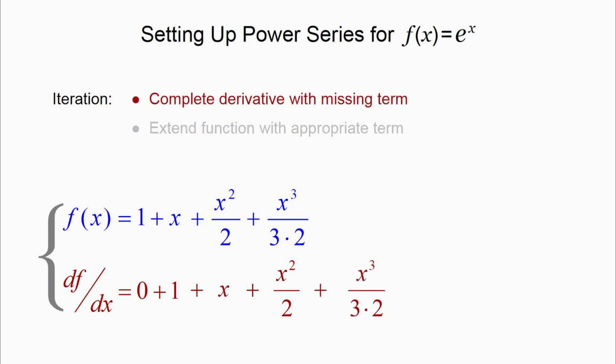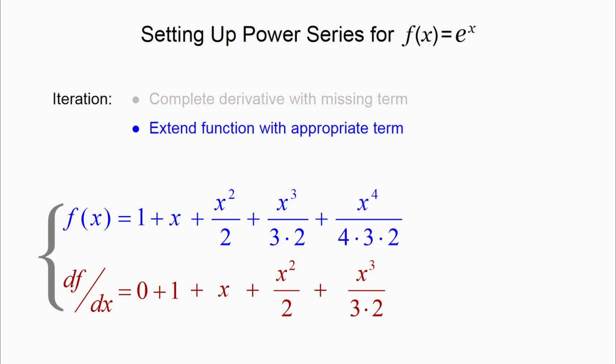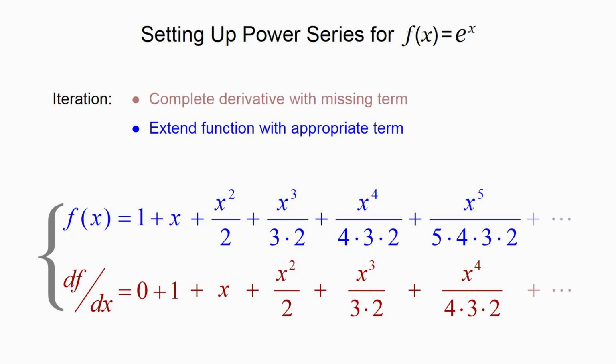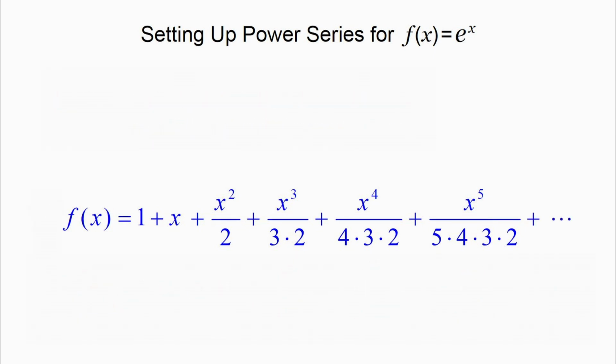In the third loop, the term x cubed over 3 times 2 is then again appended to df over dx, and f of x is accordingly extended with x to the 4th power over 4 times 3 times 2, which in its turn is appended to the derivative in the 4th loop, and so on. The result is an infinitely long power series.